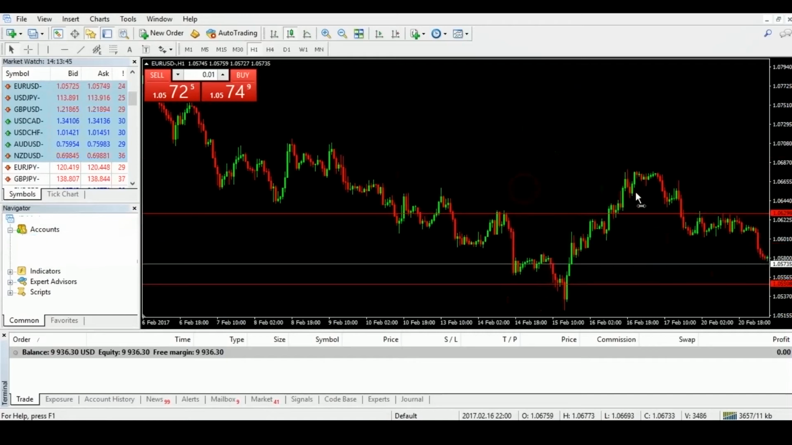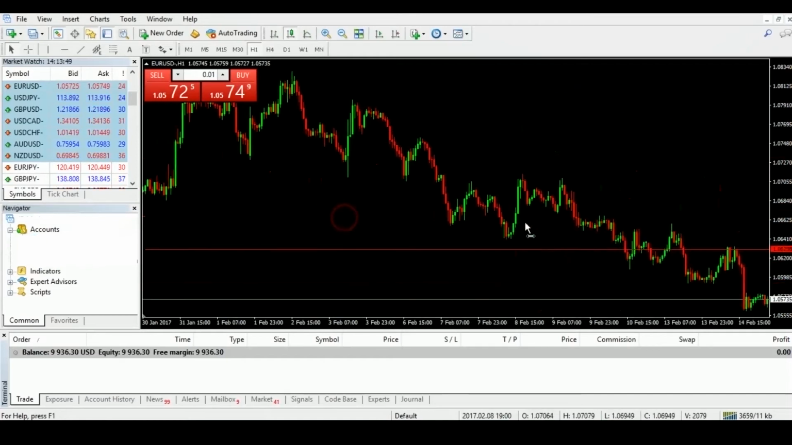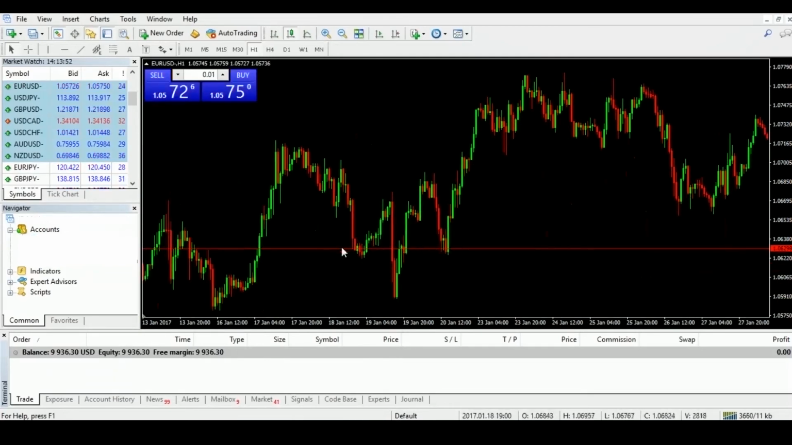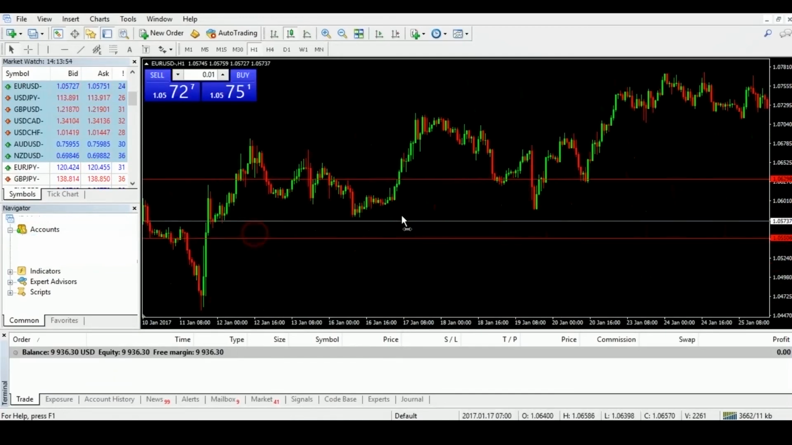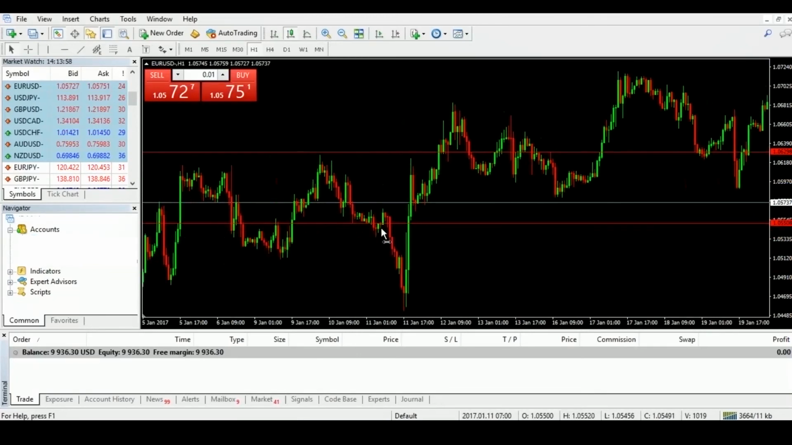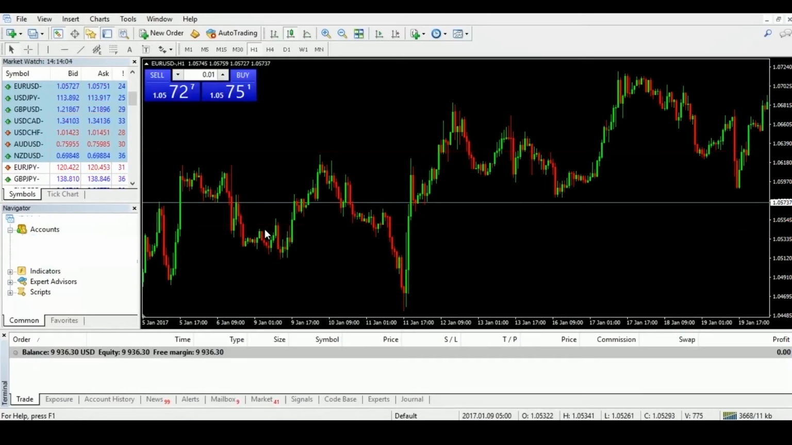Horizontal support and resistance is always valid. So even if we scroll back into time, you'll see that price always stops at more or less this line. The market literally moves within support and resistance. Both horizontal and diagonal support and resistance are valid.